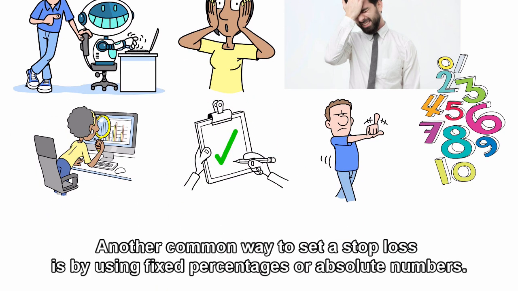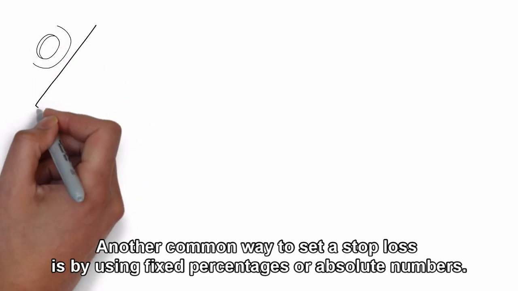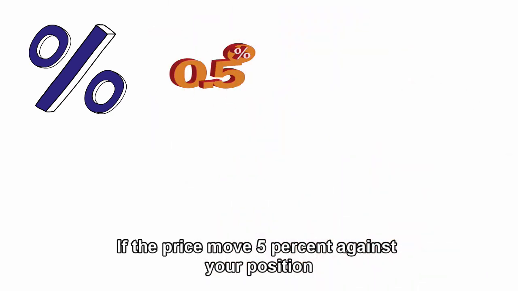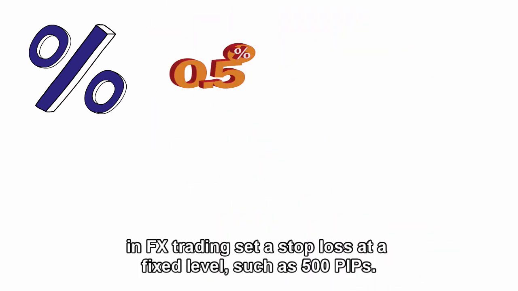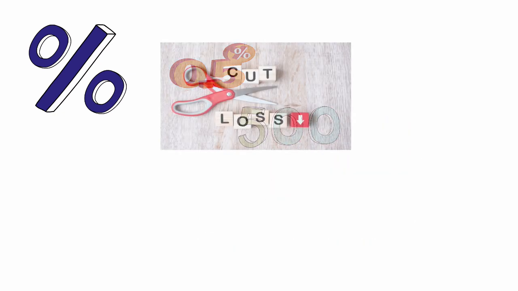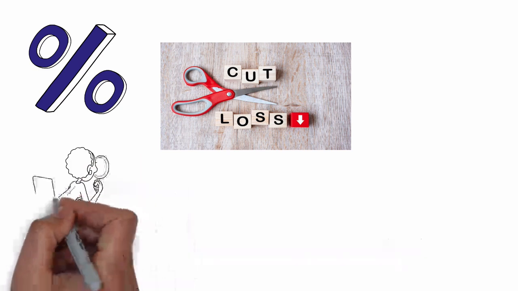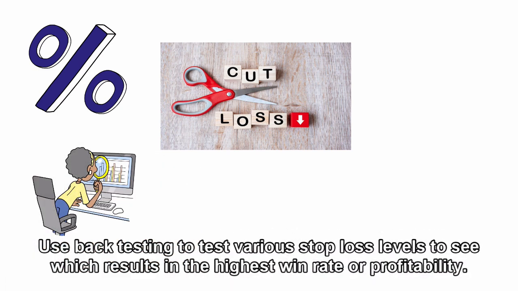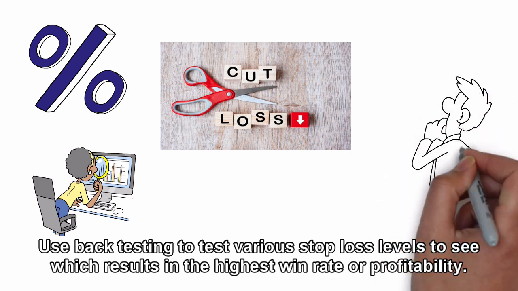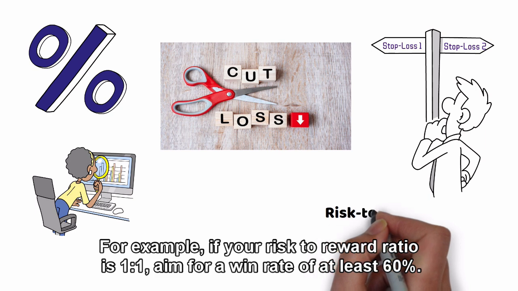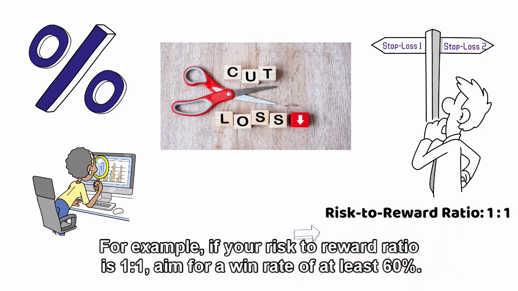Another common way to set a stop loss is by using fixed percentages or absolute numbers. For example, after accounting for leverage, exit the trade if the price moves 0.5% against your position. In forex trading, set a stop loss at a fixed level, such as 500 pips. This absolute number can be determined in two ways: based on historical data, use backtesting to test various stop-loss levels to see which results in the highest win rate or profitability. For example, if your risk-to-reward ratio is 1:1, aim for a win rate of at least 60%.